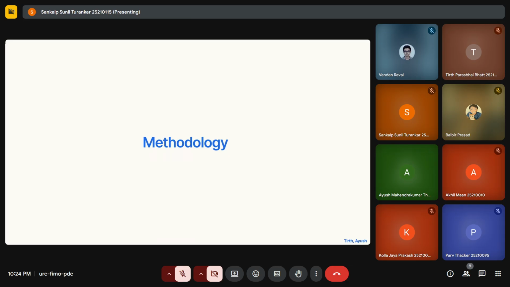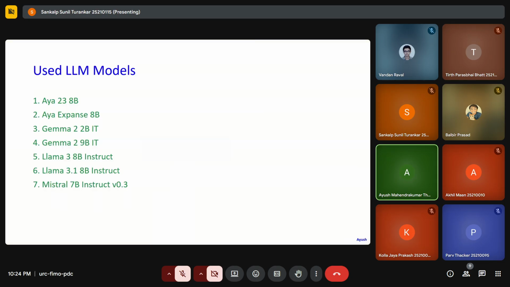Next, my topic is methodology. The researchers used these 7 LLMs, and all of them have exposure to non-English languages. But Aya 23, Aya Expanse, and Llama 3.1 are explicitly trained in non-English languages.